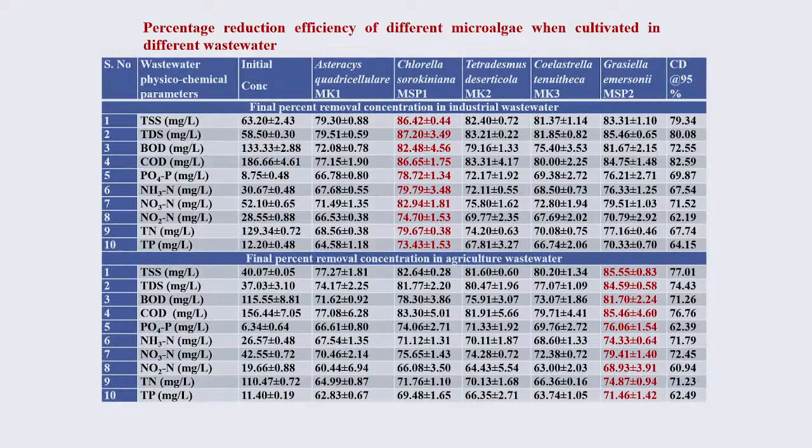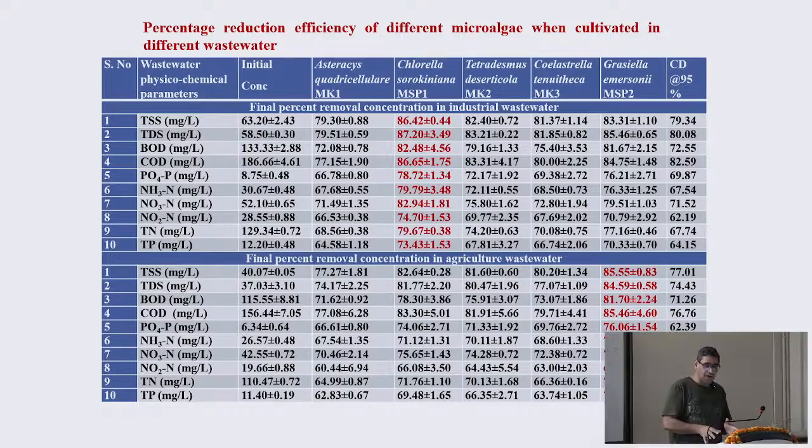Now if you see, this is the reduction efficiency of different microalgae when cultivated in the wastewater. Why we have chosen microalgae, what microalgae we have chosen, and what the benefit is, is given. If you see this TSS, TDS, BOD, all the wastewater profiling, based on that we have seen that Chlorella sorokiniana MS21 is a very excellent species. In the last 4-5 years, I have seen this species is very good.